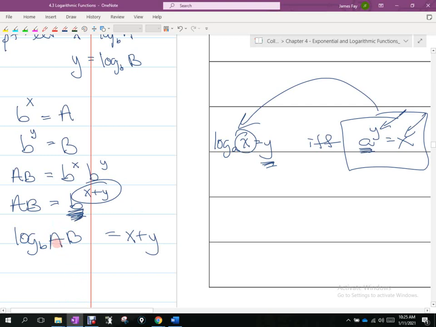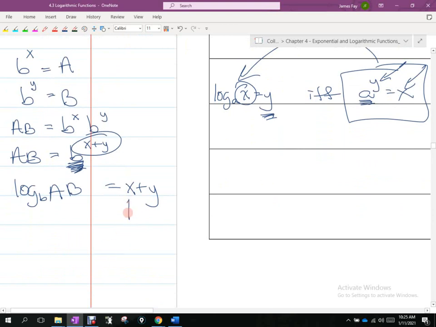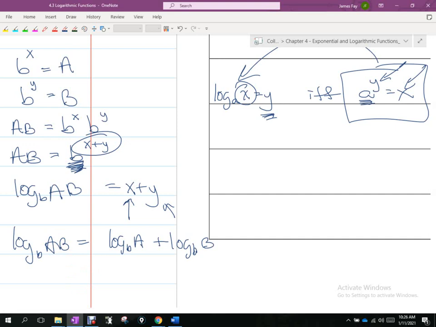Okay. So now all I have to do is back substitute. What did we say x was at the beginning? It's log base b of a, right? So I'm going to replace that with log base b of a. We said y was log base b of b. And the left-hand side we see is log base b of ab. So you see that starts us with a product of an argument, ab, and it changes it to the sum of the two logarithms. Does that make sense? So that's the proof of that property.